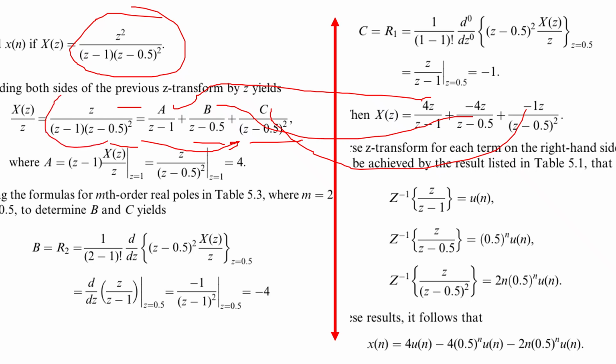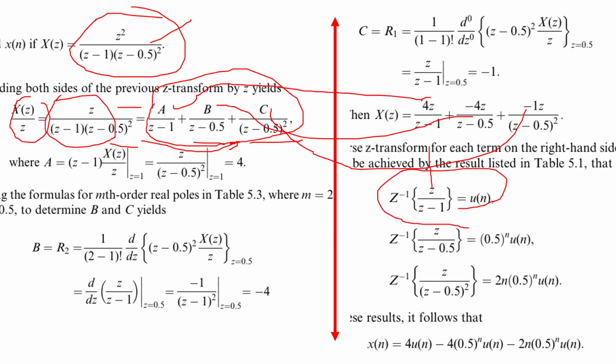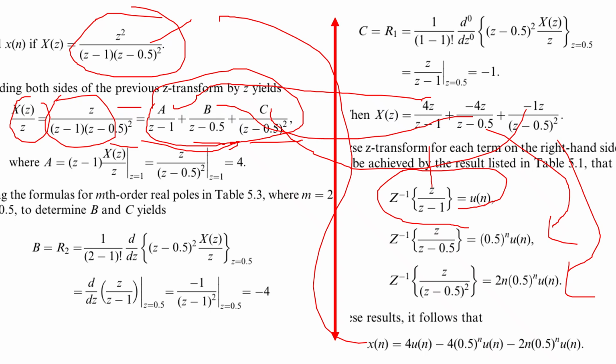So this is the left side equation that you have, X(z) by z, that is this one, right? And the right side is unknown for us. Equate and get the values. After getting them, this one is nothing but the inverse z transform of u(n), and this one is the inverse z transform of half to the power n u(n), and this one too. Then add them, because this follows the linearity property. So this is the final inverse z transform of this equation.